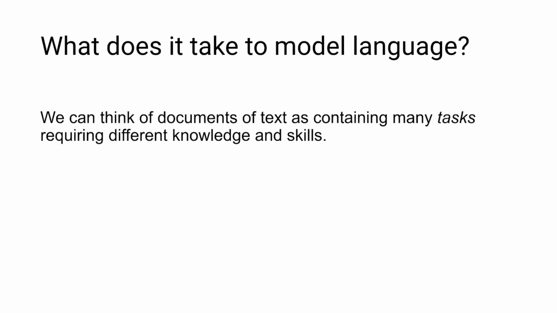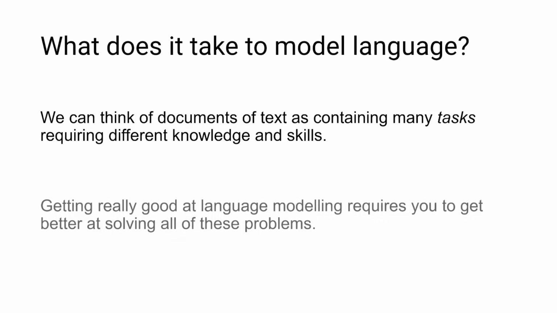So you can think of documents as text containing many tasks that require different knowledge and skills. The easiest way to see this is textbooks, right? You have a history textbook, a biology textbook, and a mathematics textbook. Predicting what happens next in these textbooks requires a very diverse set of knowledge that the language model has to internalize if it's going to be able to predict what happens next in these books.